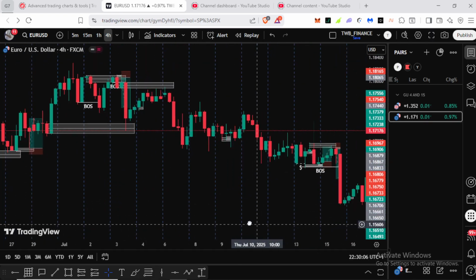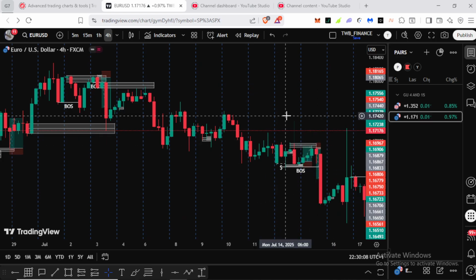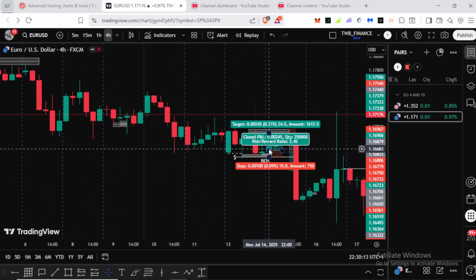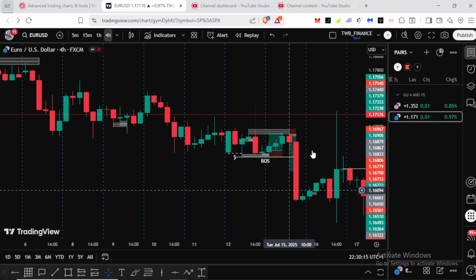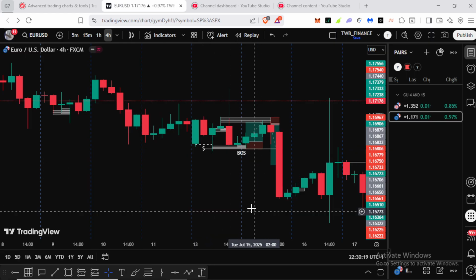So this is Euro USD. I also traded another strategy on Euro USD, the counter trend strategy. So that's what I did here. Trend was bearish, but I took a buy here, so that was why I was able to enter this buy and enter this sell together, all together. That's the strategy I teach in my mentorship.